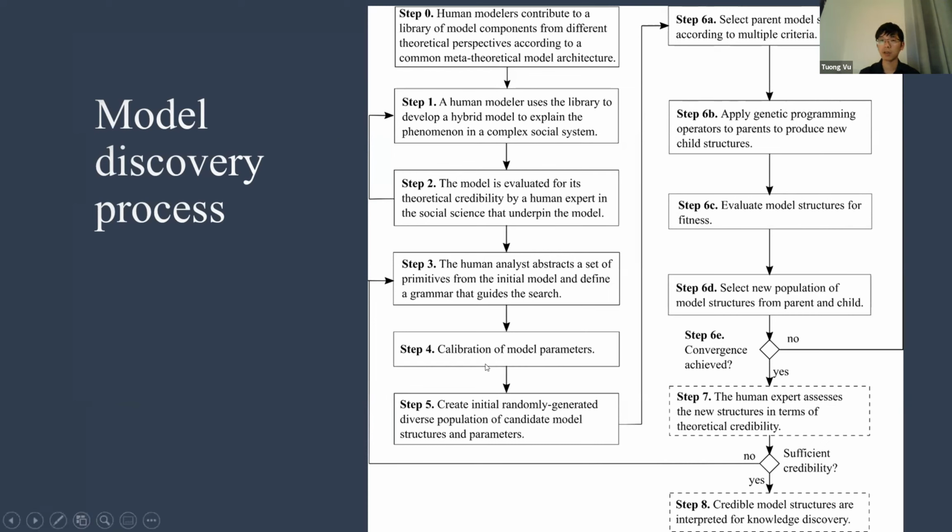The calibration is step 4. Step 5 is we start the search by randomly generating a population. And then step 6 is just the evolution process. And then steps 7 and 8 is that we are looking at the new structures that come out from the GP and see whether they are credible. And we see whether we can discover any new knowledge from it.